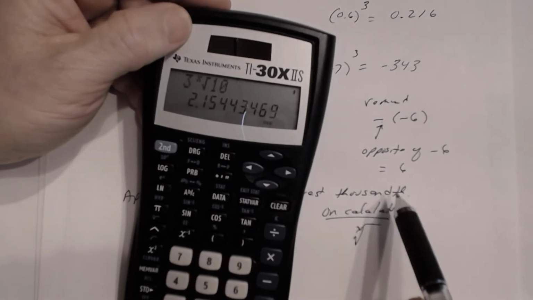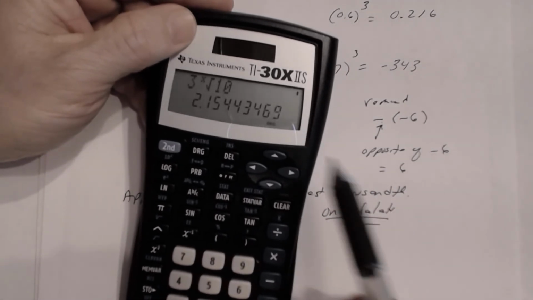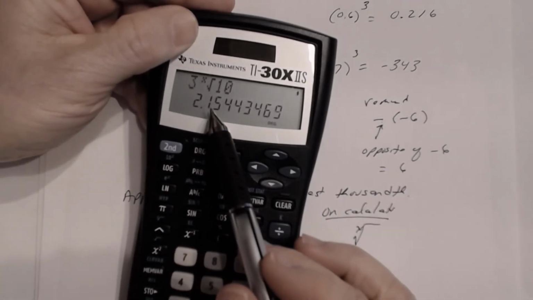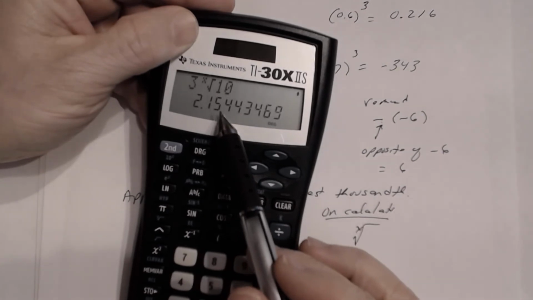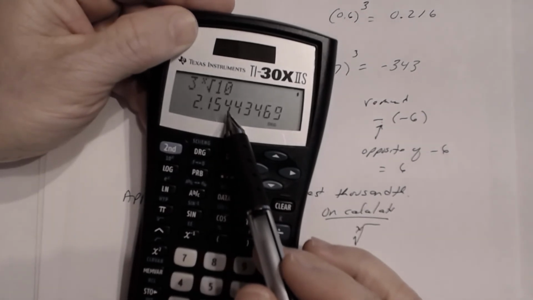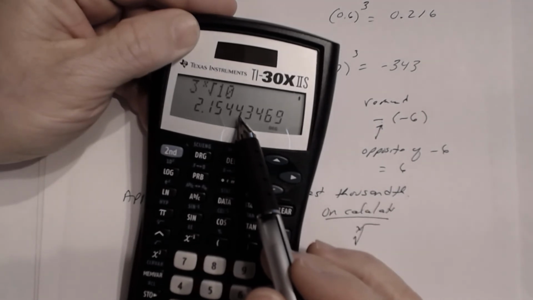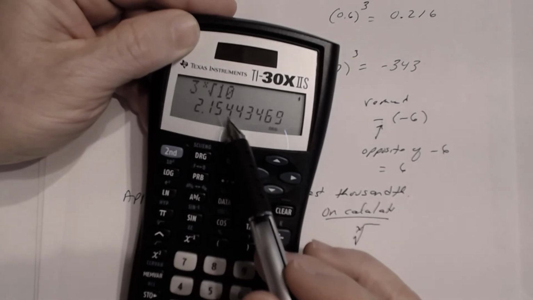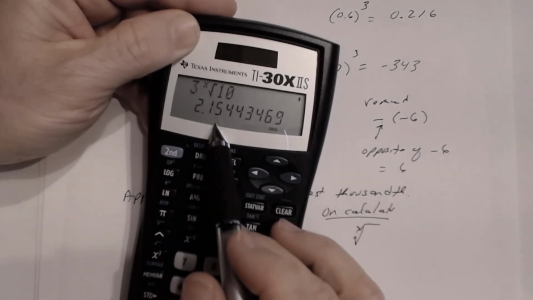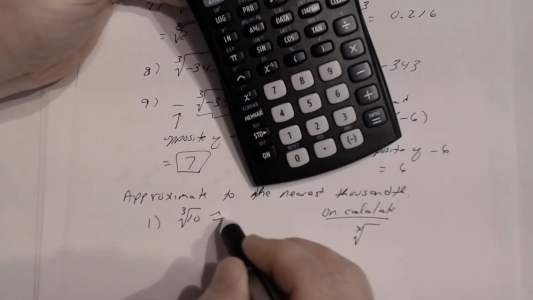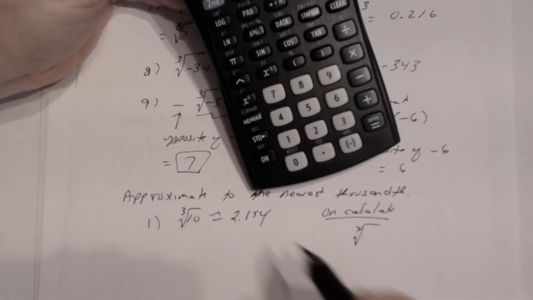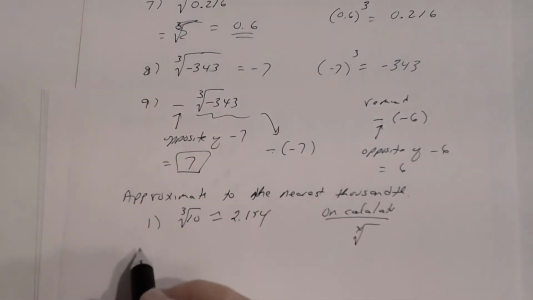Now remember, the thousandths place is three decimal places, right? So look, the 1's in the tenths place, the 5's in the hundredths place, the first 4 is in the thousandths place. So you got to look at the 10,000th place, the 4th place here. Since that's less than 5, the 4 will stay 4. So the answer is approximately equal to 2.154. Okay? All right, number 2.